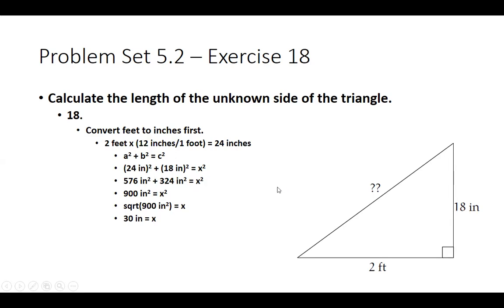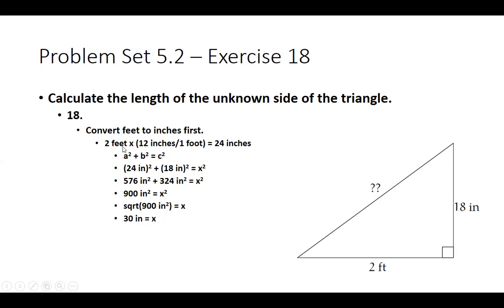Number 18. We again want to calculate the length of the unknown side of the triangle, but one of the legs is given in inches. The other leg is given in feet. Since 18 inches would be a decimal number of feet, let's convert feet to inches so that everything is a nice integer.